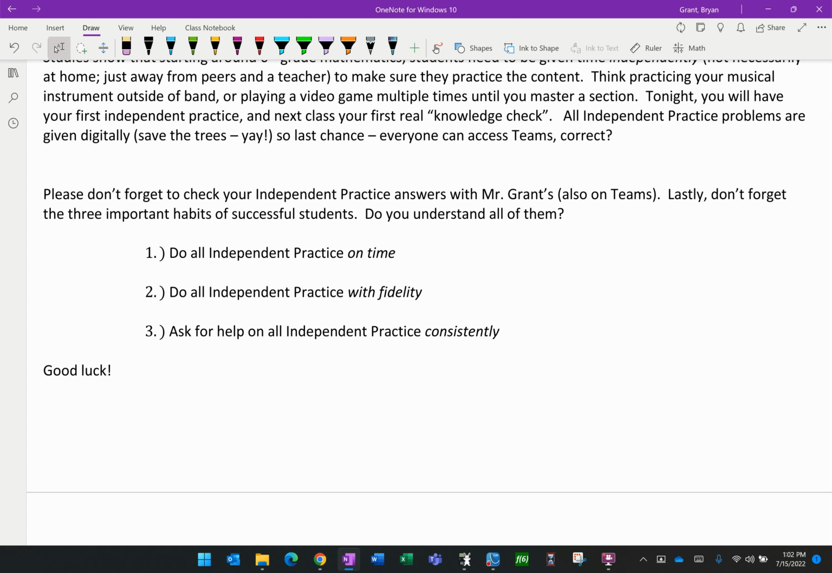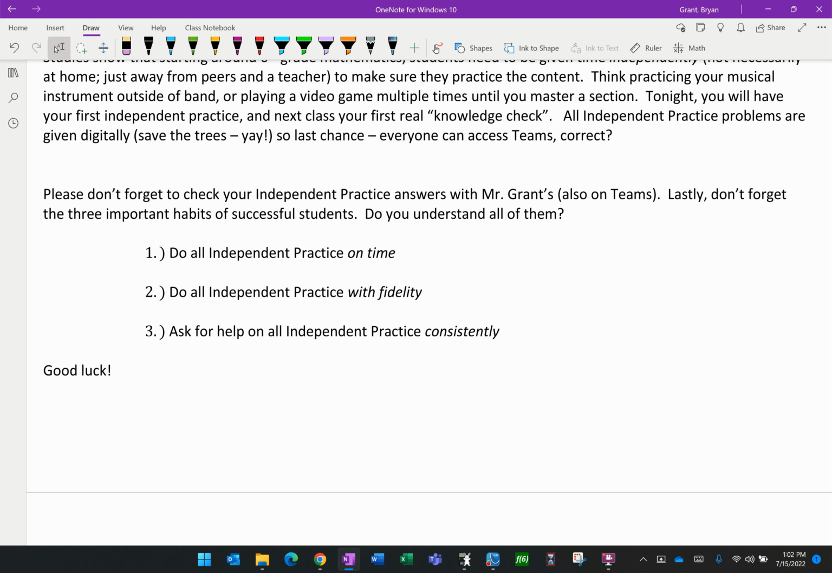So I will also tell you that there are 3 important habits of successful students. And my students that do all three of these continuously throughout the year all pass the AP exam, all of them. And here are the three. The first is they do all their independent practice on time. It's assigned tonight, it's due next class.